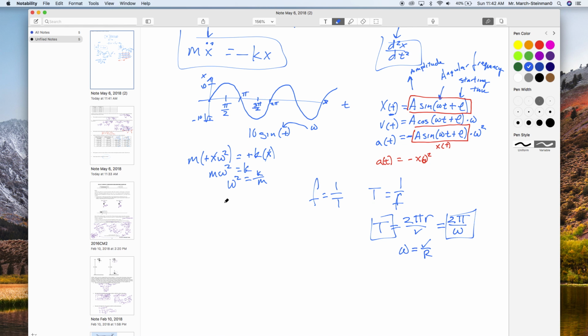So let's do that. Omega equals root k over m. But I know that period is 2 pi over omega, or omega equals 2 pi over period. So let's do that. So 2 pi over the period equals root k over m.